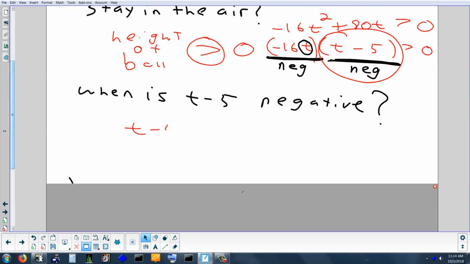Right, so when is t minus 5 negative? When t is less than 5. So how long is the ball in the air for? Less than 5 seconds. What does that mean exactly? Well, it means it's like 4.9 repeating. So it's in the air just under 5 seconds. Okay, any question on that?